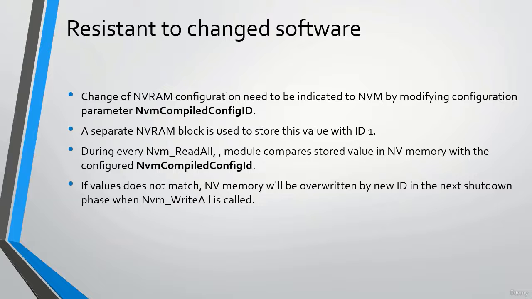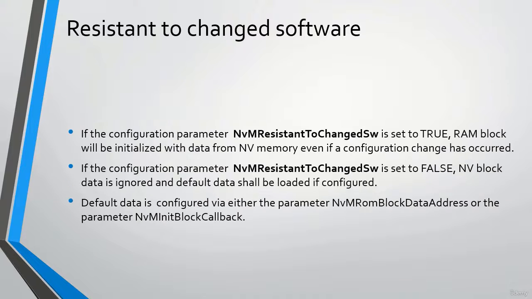Now let's check how the parameter will behave. If the configuration parameter NVM resistant to change software is set to true, the RAM block will be initialized with data from NV memory even if a configuration change has occurred. Just before, we spoke about what will be done in the NVM write all, which is the shutdown phase. But what will be done at the startup phase depends on how this parameter is configured. So if this parameter is set to true, we will initialize the RAM block from NV memory, even if we detect that the configuration has changed.